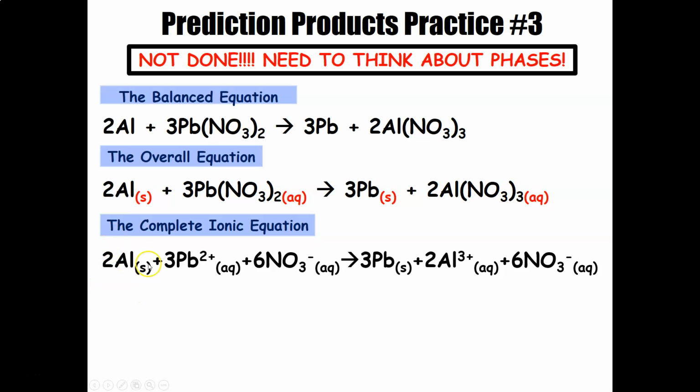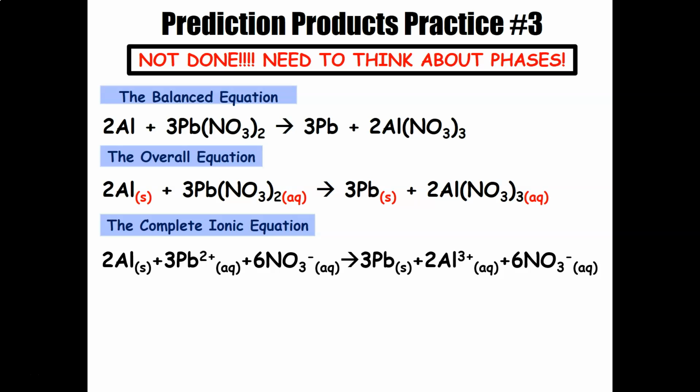I end up with 2 aluminums. I end up with 3 lead ions floating around. I end up with 6 nitrates floating around. That's going to do some reactions, and we get 3 leads, 2 aluminum ions, and 6 nitrates. And what you should notice right now is that this is showing us that there are 6 items here that don't actually participate in the reaction.